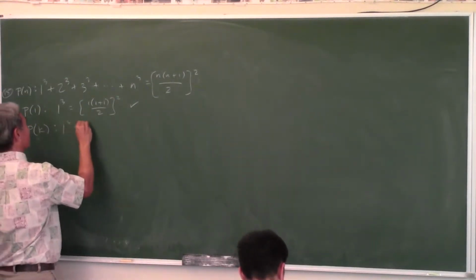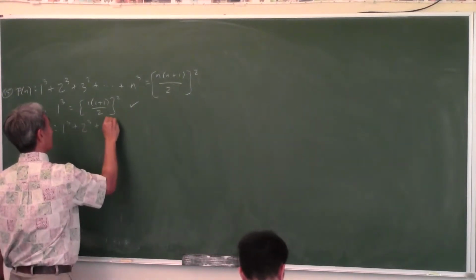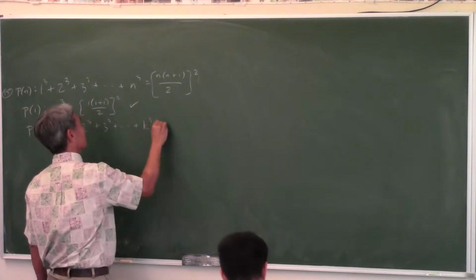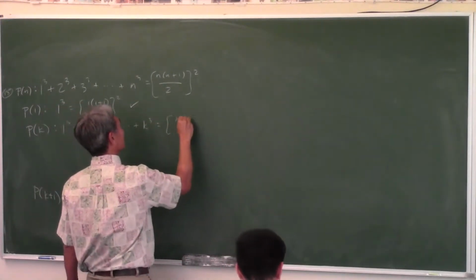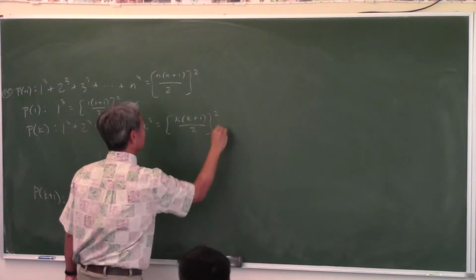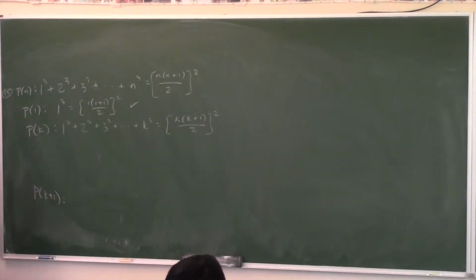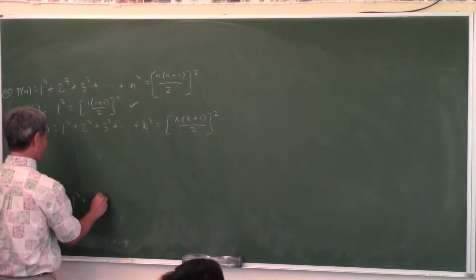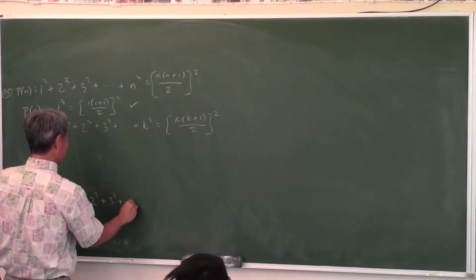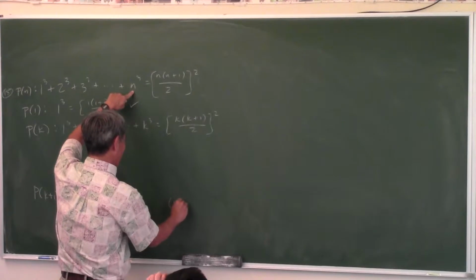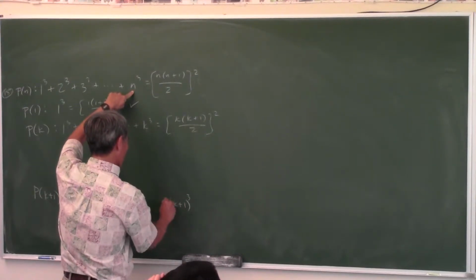Come on, my dog can do this. See? Yes. Okay, now P of k plus 1, now you can plug in k plus 1 for n. 1 cubed plus 2 cubed. Now, in my experience, instead of just plugging in k plus 1 there and getting k plus 1 cubed, you know what is a lot simpler?